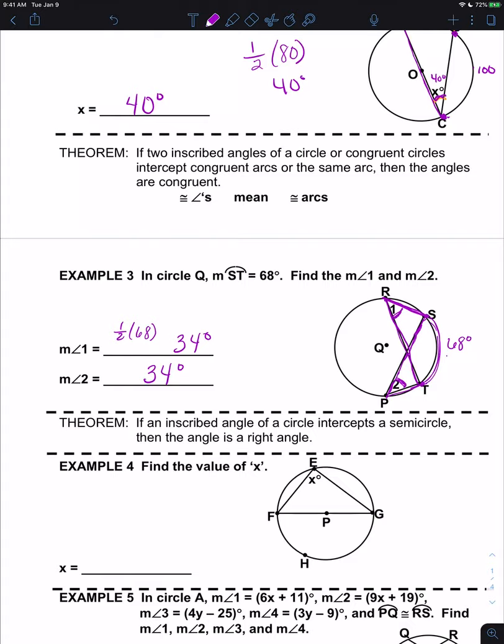If an inscribed angle of a circle intercepts a semicircle, then the angle is a right angle. Remember, right angle means it's 90 degrees. So we're going to find the value of x. If it intercepts the semicircle, meaning half the circle, we know x has to be 90 degrees.